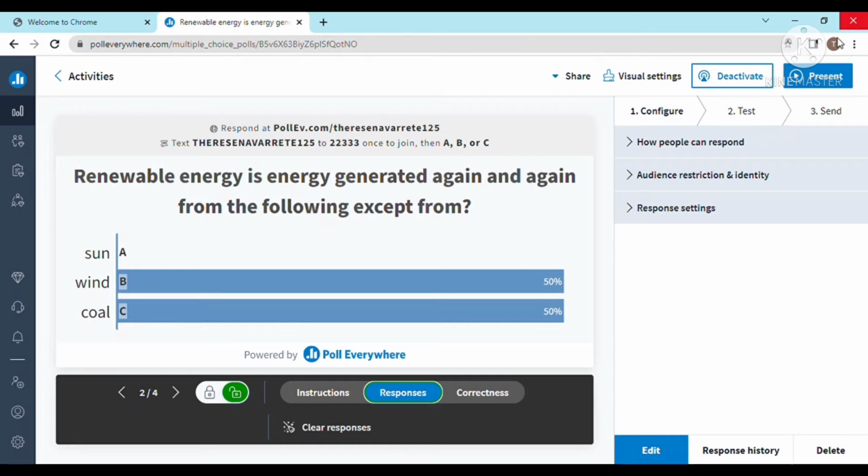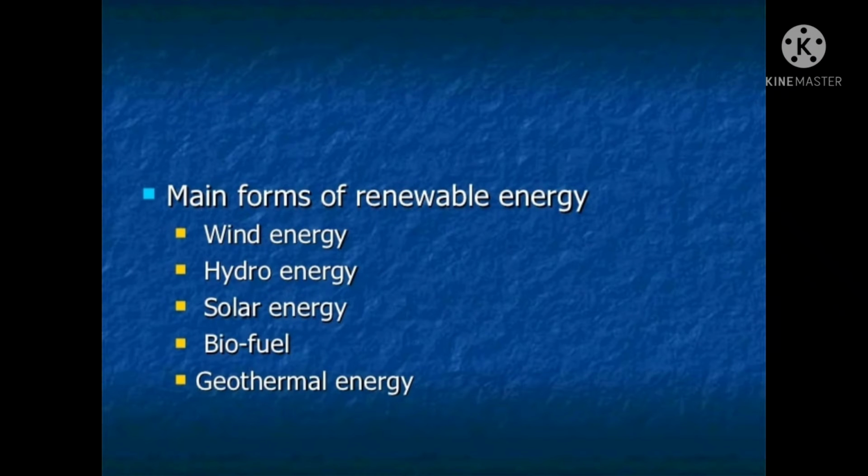So again, I have this question that you need to answer. Here we can see that there's someone who answered coal and someone who answered wind. The correct answer is C, coal, because coal is an example of a non-renewable energy resource. So let's proceed to different forms of renewable energy. It can be wind energy, hydro energy, solar energy, biofuel, and geothermal energy.